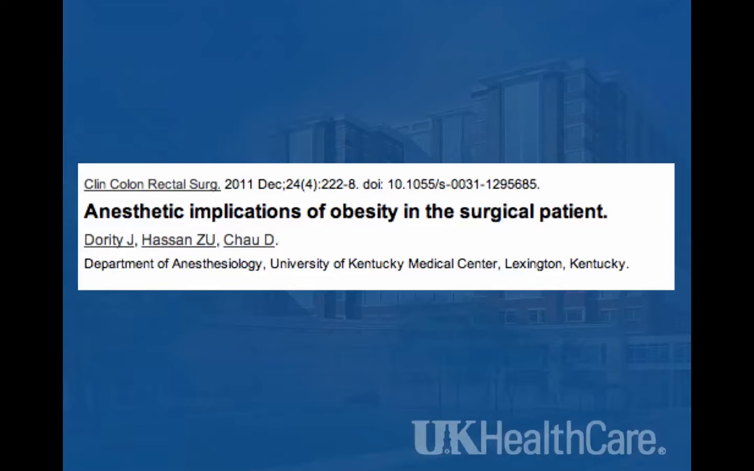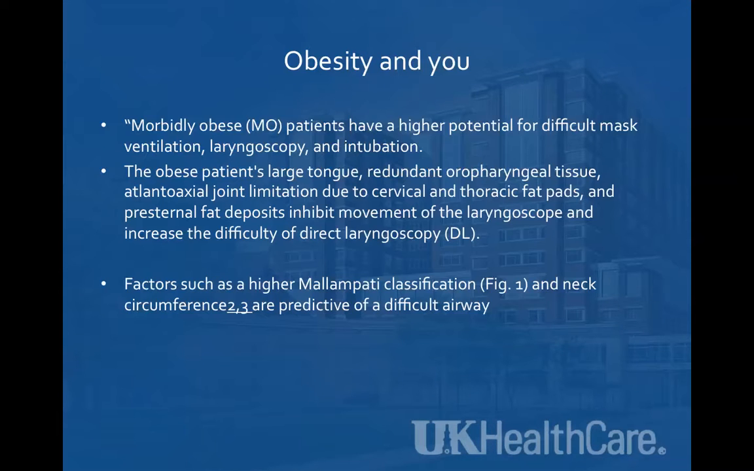I'm not trying to plug our own system here. This is specifically airway that was covered in this article. If you want to read that, it's referenced here for you. But these are all quotes out of the article. Higher potential in the obese patient for difficult mask ventilation, laryngoscopy, and intubation, largely because of the larger tongue. There's redundancy of the oropharyngeal tissue. I always tell people to keep in mind that one oral airway may not be enough on the obese patient. It may take two to get all of that redundancy out of the way.